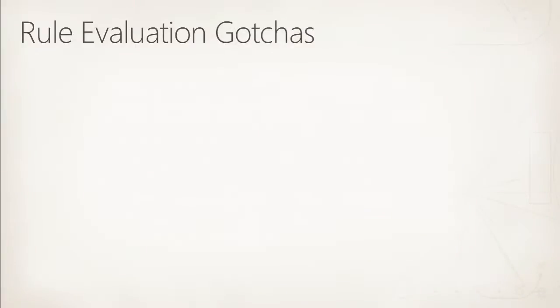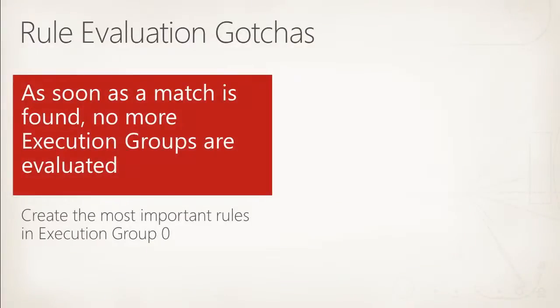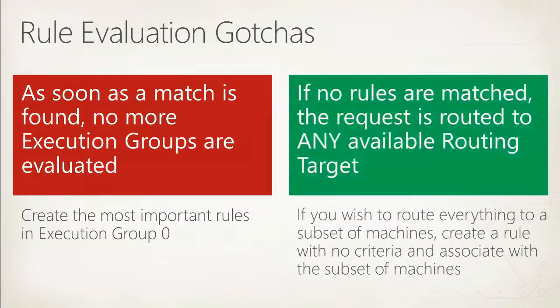So to reiterate these 2 gotchas, as soon as a match is found, no more execution groups are evaluated. So our really important rules must be in execution group 0. That's an easy way of guaranteeing they will be evaluated. And if no rules are matched, we will send a request to any available routing target. So we're not going to just deny the request. We're going to pass it across to anyone. So if we want to do the idea of server groups that I mentioned before, i.e. subsets of machines for certain types of operation, we're going to create a rule that doesn't have a criteria, and that will then be associated with a machine pool.